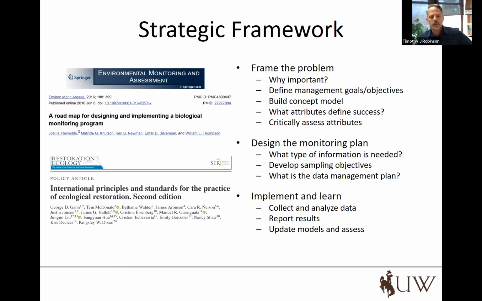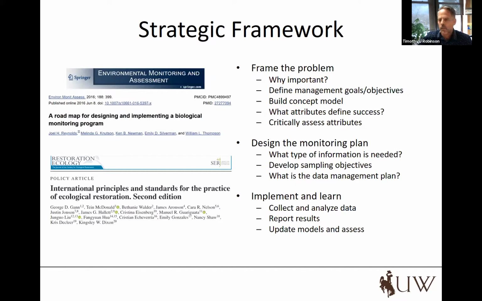And this paper by Gann et al. at the bottom here is an excellent read, particularly in section 3, where Gann and co-authors talk about standards of practice for planning and implementing restoration projects.